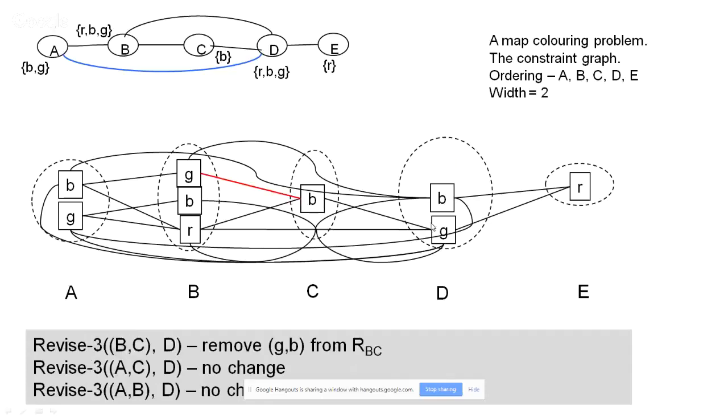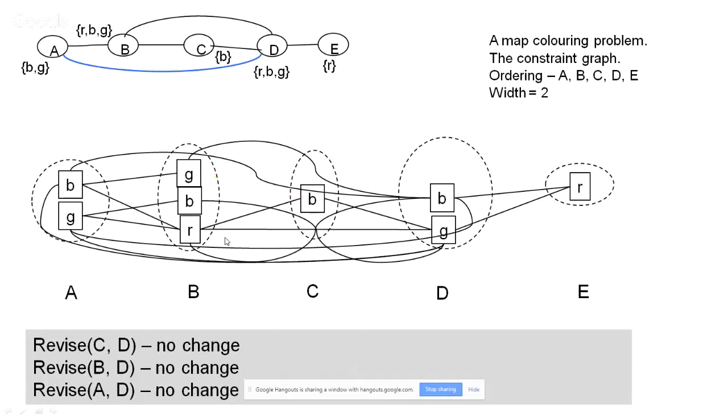Next, we do this directional path consistency with respect to variable D, and you can see that when we revise BC with D, we end up removing the GB edge from BC, and the reason for that is that when you choose G from B, you cannot choose G from D, and if you were to choose B from C, you cannot choose B from D. So you can't form a triangle with the variable D. So this red edge has to be removed. When you do AB with respect to D, nothing happens, and this is how the graph looks. Then when you revise the domains, make them arc consistent, no change happens.